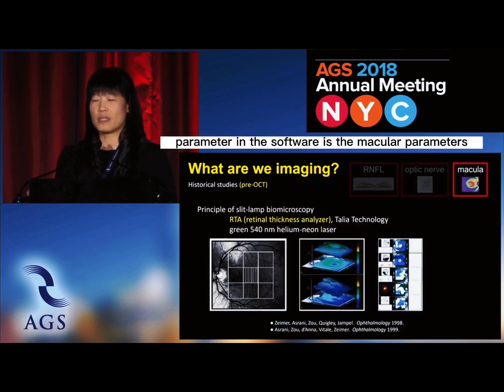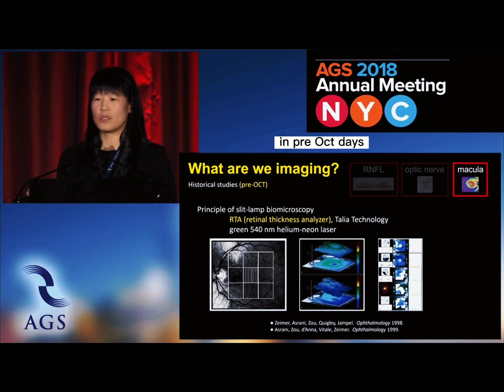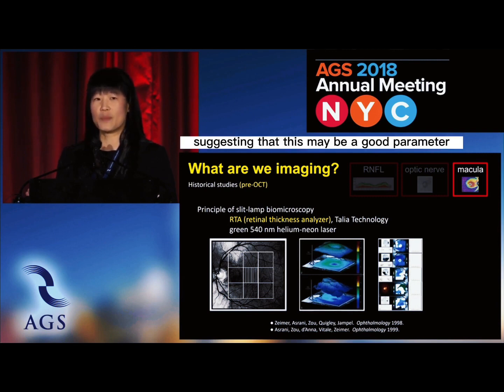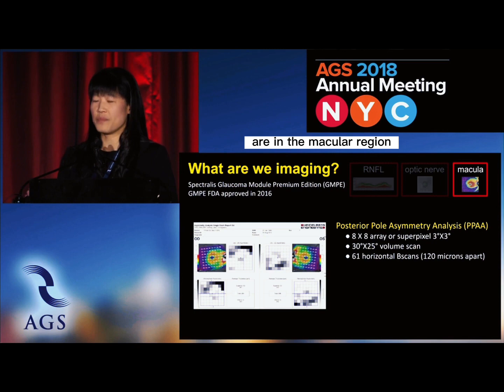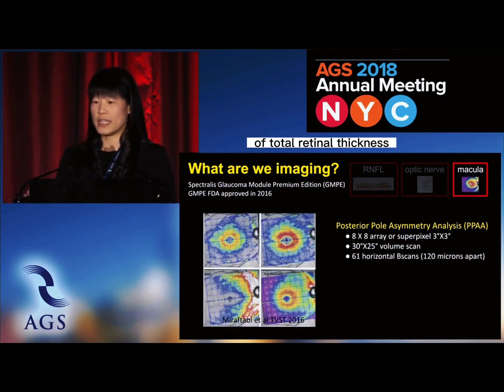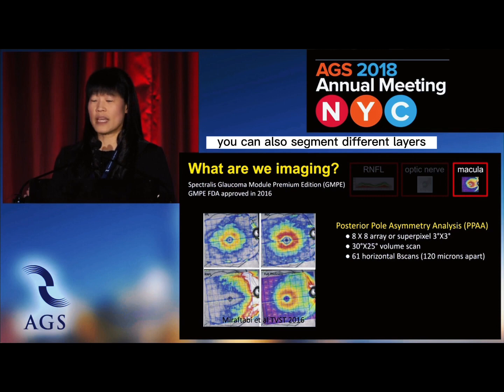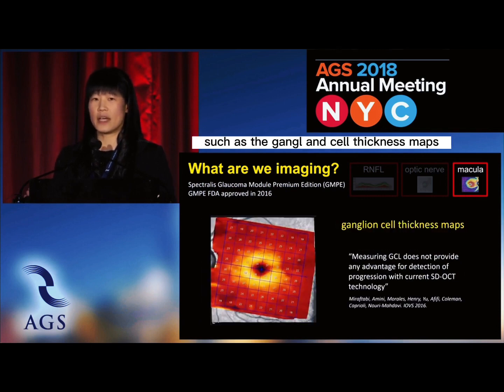So the last parameter in the software is the macular parameters. In pre-OCT days, Sanjay Asrani and some other glaucoma specialists did some excellent research with retinal thickness, suggesting that this may be a good parameter for monitoring glaucoma. This, of course, makes sense because glaucoma affects the ganglion cells, and half of the ganglion cells are in the macular region. And in post-OCT days, in spectral-domain OCT, Spectralis affords us the posterior pole asymmetry analysis, which is an 8x8 grid of total retinal thickness. You can also segment different layers, such as the ganglion cell thickness maps.